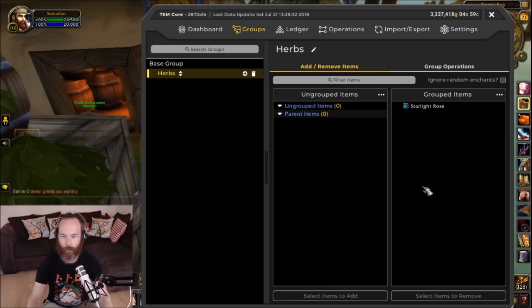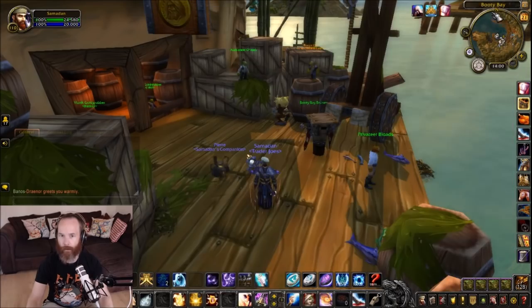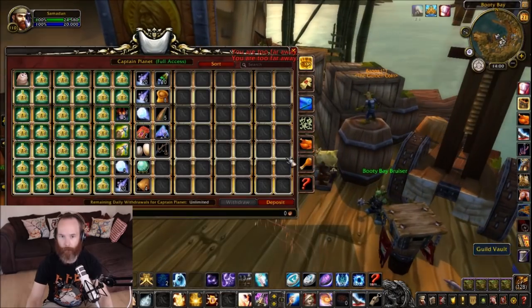So now we would want to give this an operation, so we want to tell TSM what we're going to do with it. For this one we're going to be doing an auctioning operation because we want to post these on and sell them. Now again we could just use the default operation and that works fine for a lot of situations, but if we were to use this now and post it, let's have a look at what would happen.